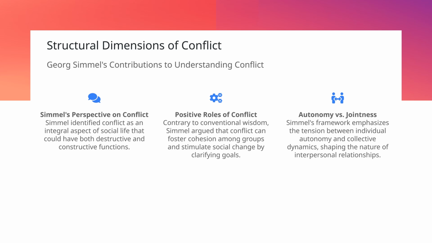So the structural dimensions of conflict. And George, I think that's how you say it, Simmel. So Simmel identified conflict as an underlying and integral aspect of social life that could be destructive or constructive. He argued that conflict can have a positive role, right? That can foster cohesion among groups and stimulate social change by clarifying goals. His framework emphasized the tension between individual autonomy and collective dynamics, shaping the nature of interpersonal relationships.